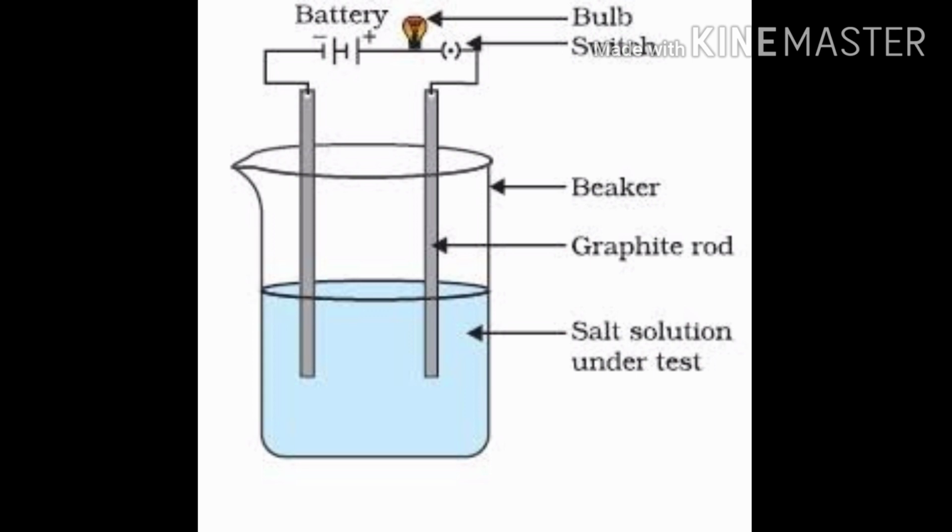Salt solution means solution of an ionic compound such as sodium chloride, and electricity is passed through the solution by means of two electrodes which are connected to the positive and negative terminal of a battery through a bulb and switch. When electricity is passed through the solution, the positively and negatively charged ions will move towards the oppositely charged electrodes. Thus, the solution conducts electricity and the bulb starts glowing. Thus, movement of ions is very important for the conduction of electricity by the salt solution.